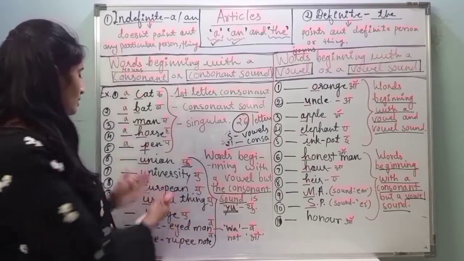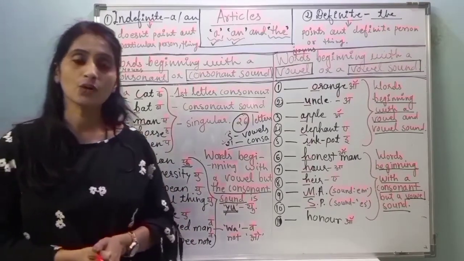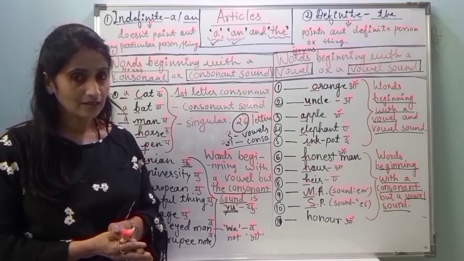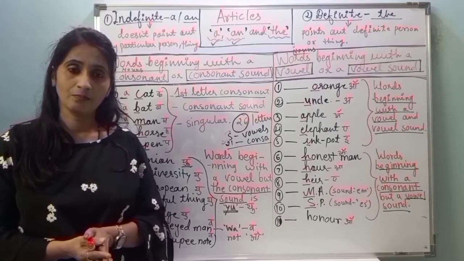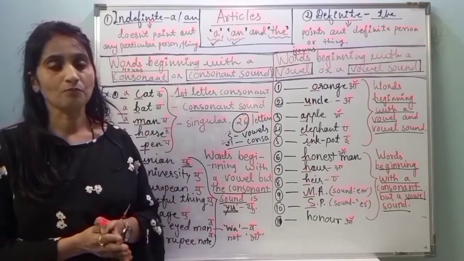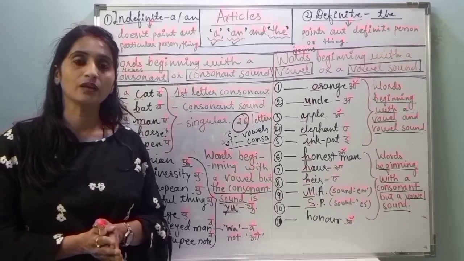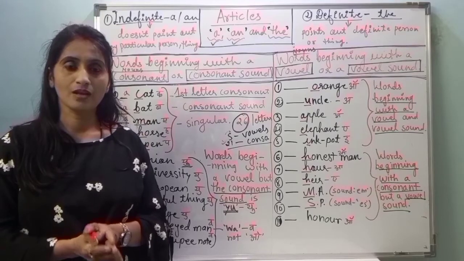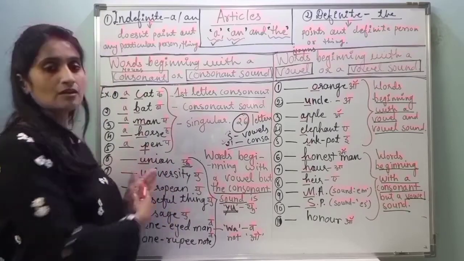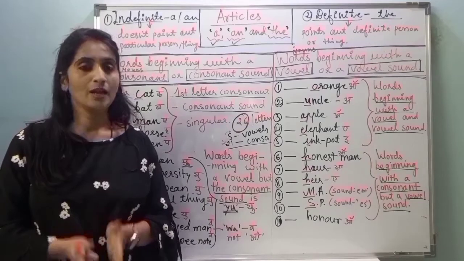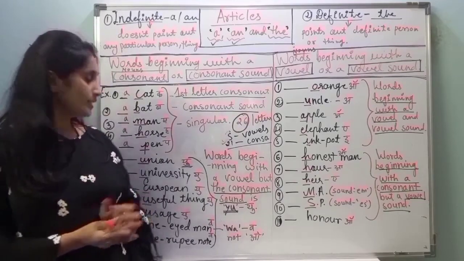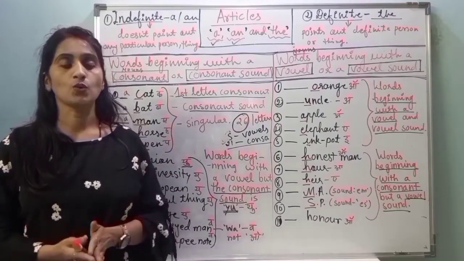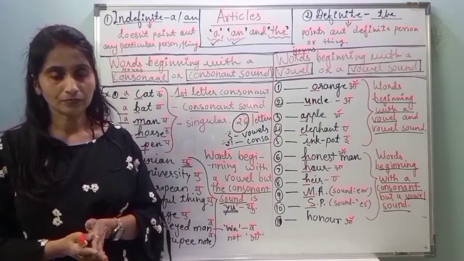So what should be the article before these sounds? Should it be an or a? As per our rule, when a noun begins with a vowel, we should make use of the article an. But can we do this here? No. Because even though these words begin with vowels, they do not sound as vowels.